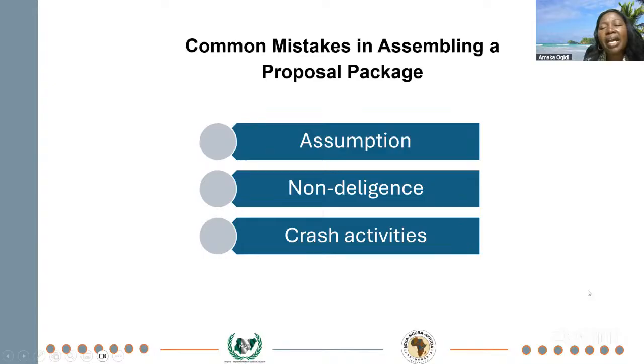Okay, so we say common mistakes in assembling a proposal package. The first one is assumption. Thinking, I have submitted an NIH funding opportunity application before, they are just the same thing. Or maybe, no, R21, I have submitted it before. So to you, you think it's a walkover.